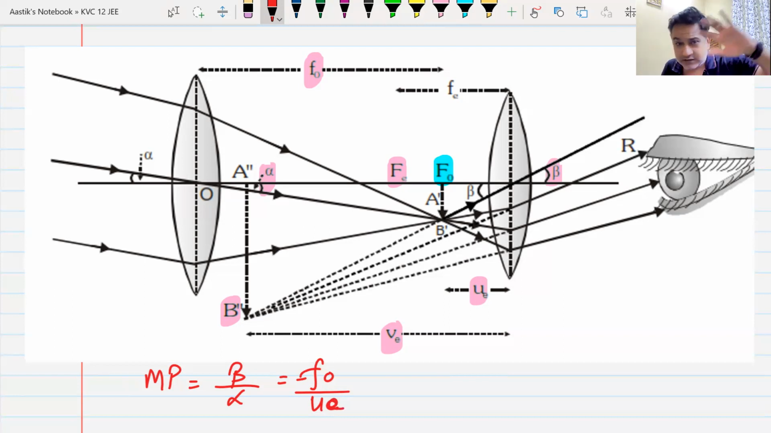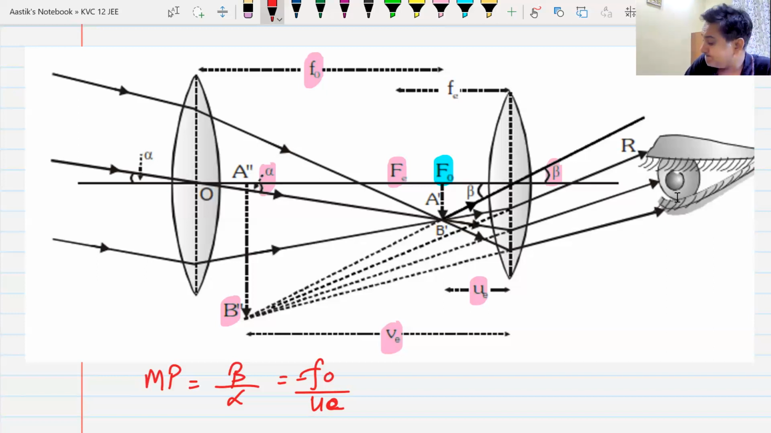This diagram will only come in your board exam. You have time to remember this diagram. Here you only have to remember minus F naught by UE. That is all that we need. Again, we will have two cases here. You don't have to draw a very illustrative diagram. Just draw one image and then draw the other image. Don't spend your time making a very accurate diagram. It's not required for JEE Main.